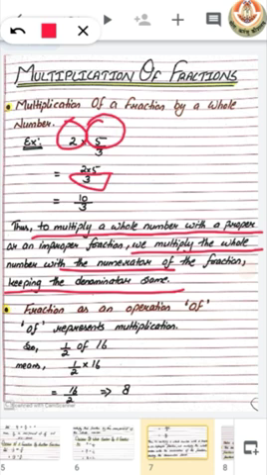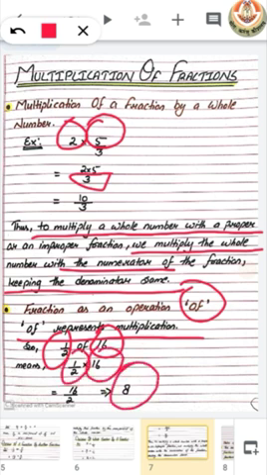Now, one thing which is important in multiplication of fractions is the word 'of'. We have to know what 'of' represents. So, 'of' represents multiplication. Wherever you see 'of' between two numbers, it can be replaced with the sign of multiplication. For example, half of 16 means we have to multiply half with 16 to get our answer.